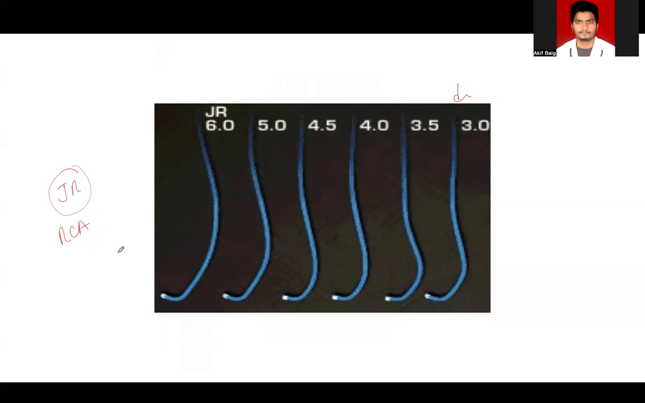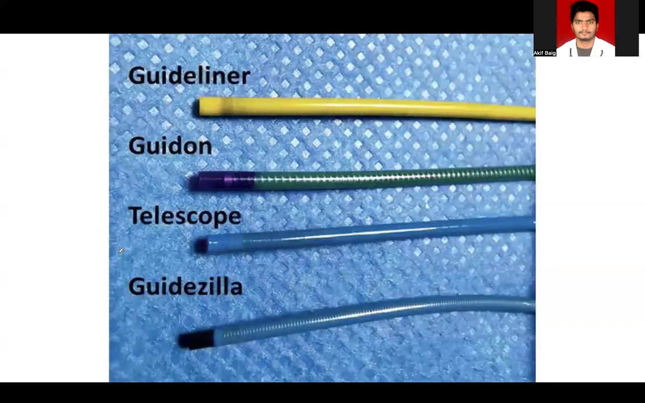But the important thing was that during this procedure we were not having much support when the guide engaged the RCA. So we took support of something called a guide liner, which is inserted into the guide. Basically, into the 6 French guide, we inserted a guide liner just to support further. And then the wire and everything was crossed through this guide liner, and the stent was also deployed.